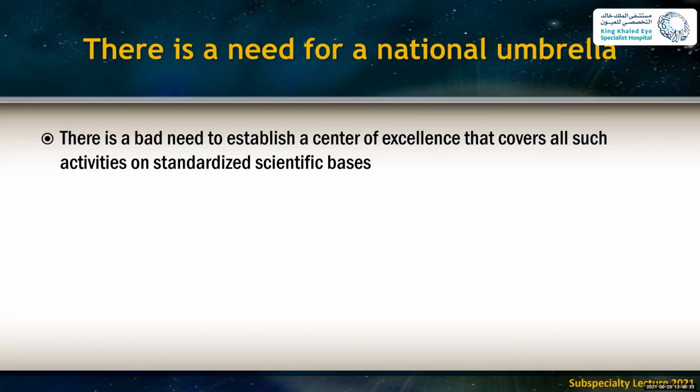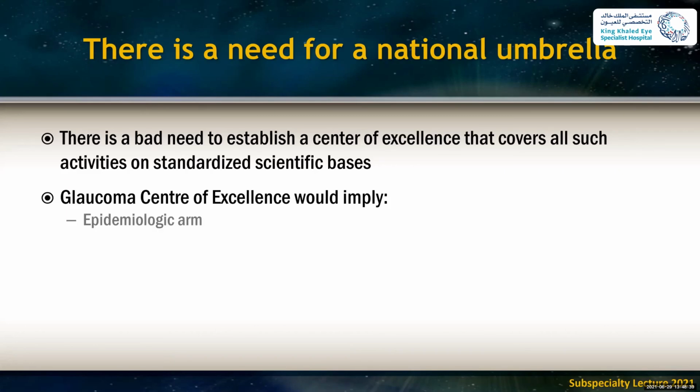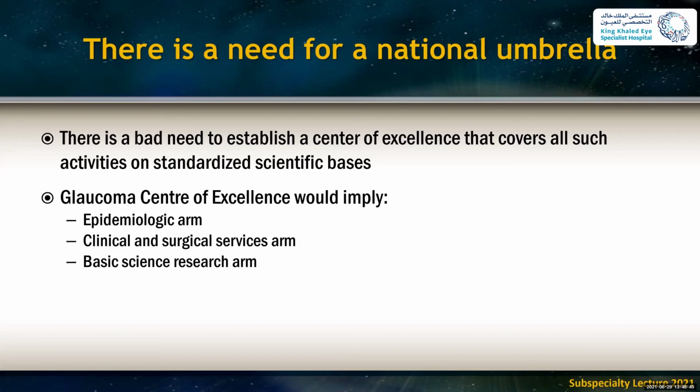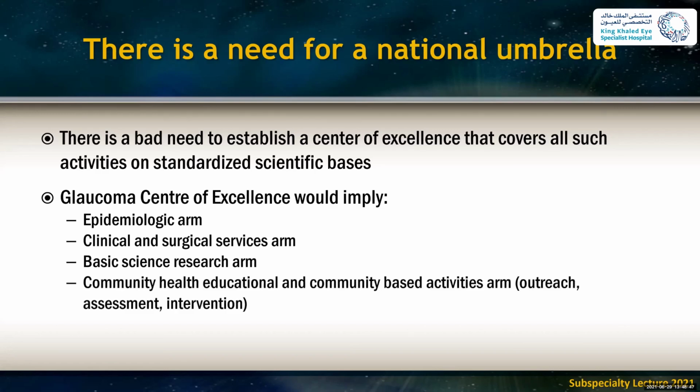in a standardized fashion. So a glaucoma center of excellence would imply an epidemiologic arm, a clinical and surgical service arm, a basic science research arm, as well as a community health education and community-based activities arm, an outreach assessment, intervention and training arm, and a rehabilitation arm.